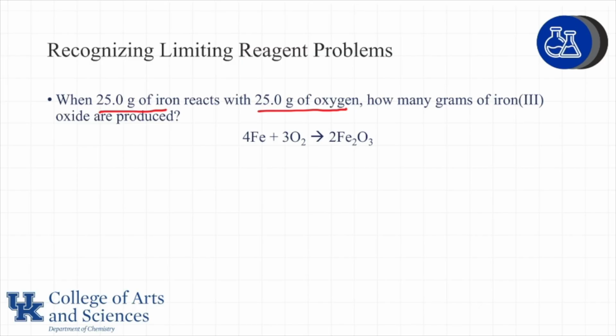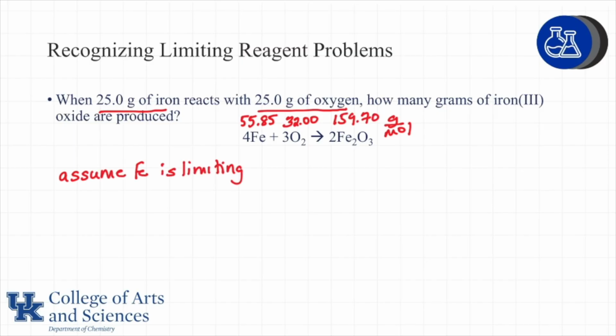Before we start setting up our problem, I'm going to put our molar masses here above the reaction just as a reminder so we have them, because we know we're doing a stoichiometry problem, we're going to need those molar masses. The next thing we do on a limiting reactant problem is we assume that one of the reactants is the limiting reagent and that the other is in excess. We're going to start by assuming iron is limiting, which means we're assuming that oxygen is the excess reagent.